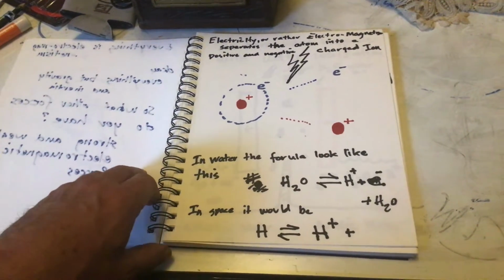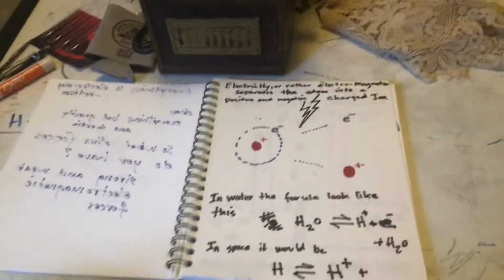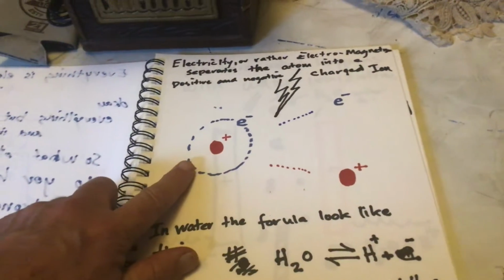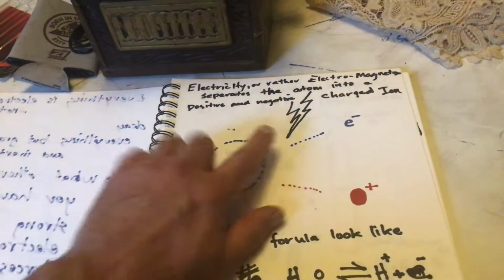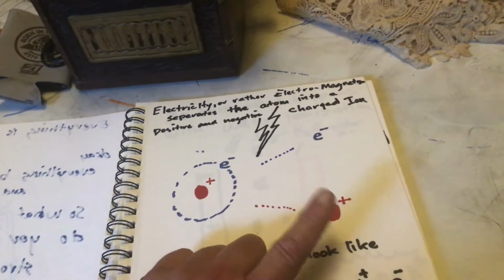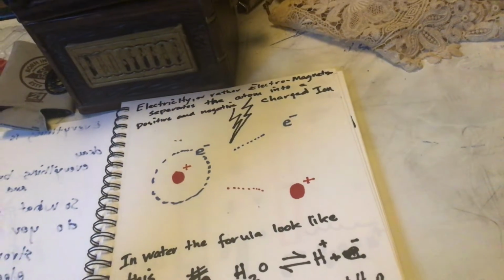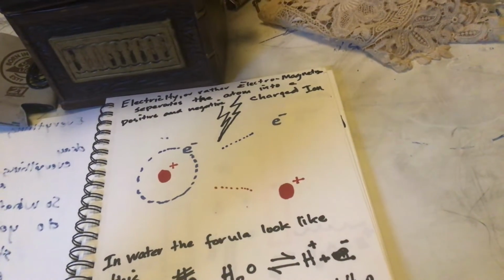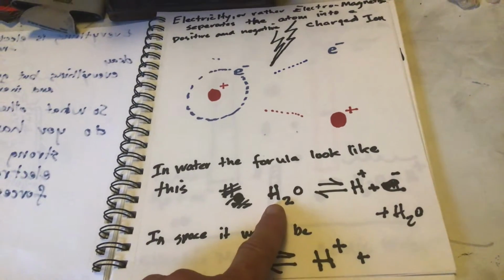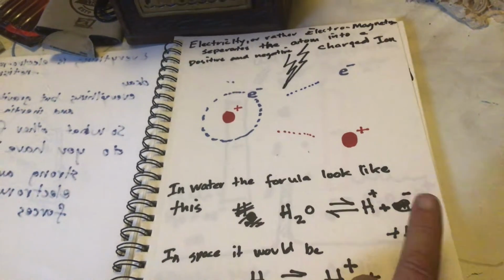Electricity, or rather electromagnetism, separates an atom into a positive and negative charge of an ion. So into an ion. Let me explain that a little bit. When you hit this with enough magnetism, it gives you the free electron and a hydrogen ion. So I'm going to talk a little bit about that. The formula of this would look like H2O in water, where it would be an H positive and an e negative and an H2O.